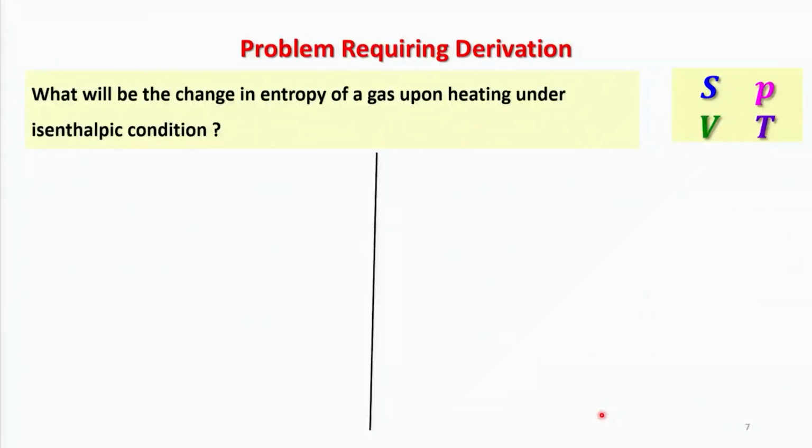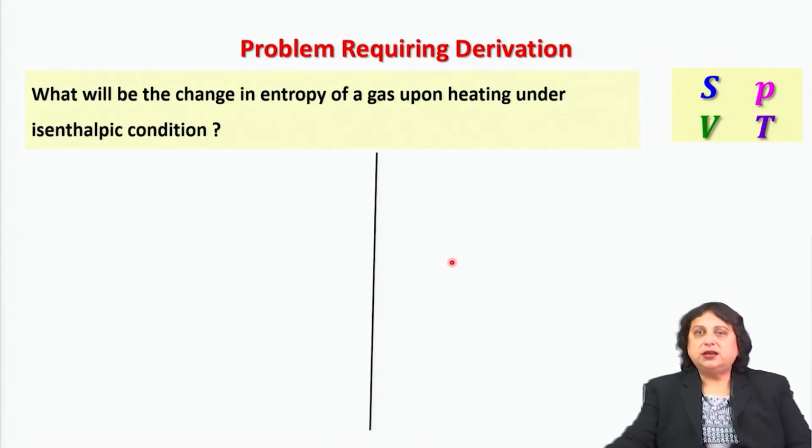Now, let me go ahead and see how I can use these results where a process involves some kind of non-natural variables. The first problem that we see in this category is as follows. What will be the change in entropy of a gas upon heating under isenthalpic condition? So, what I am looking for is the change in entropy upon heating, which means I am looking at del S del T, because upon heating the temperature will change.